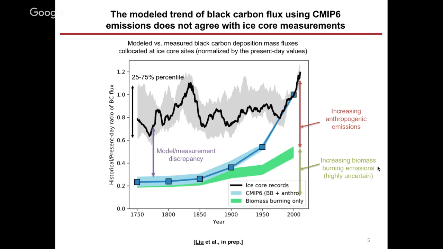We can see from the ice core measurements, the black carbon deposition flux did not vary too much from the pre-industrial to the present day. However, based on the CMIP6 inventory and the GEOS-Chem simulation, there's a sharp increase. If we further break down this increase, there's a contribution from increasing anthropogenic emissions and also increasing biomass burning emissions. The anthropogenic increase is reasonable, since we emit more particles now. But for the increasing trend of the biomass burning, there's a very large uncertainty.